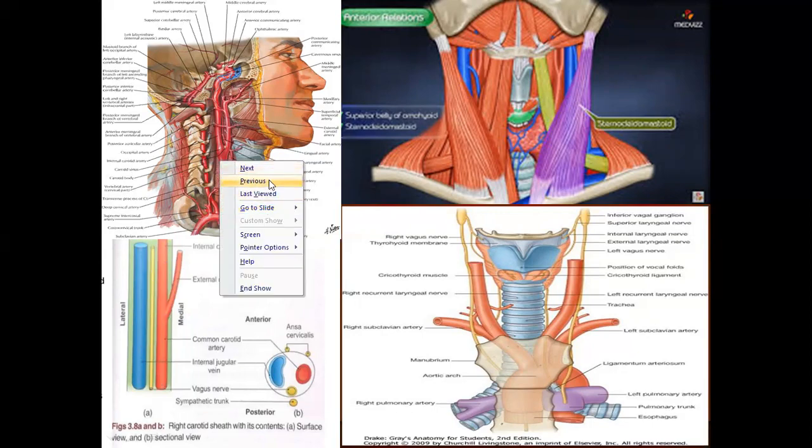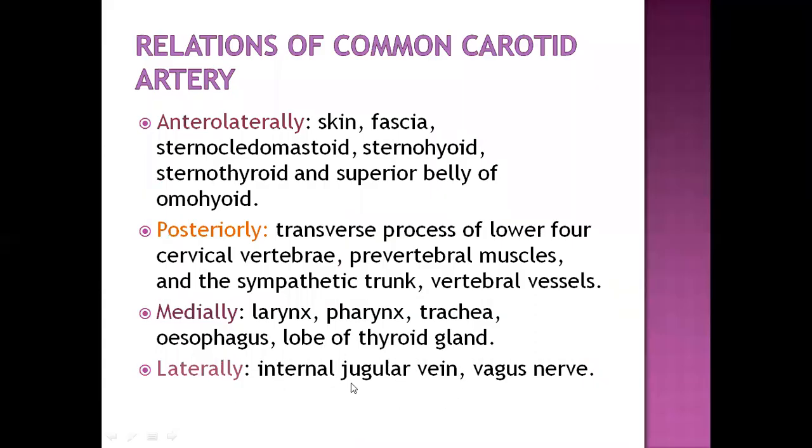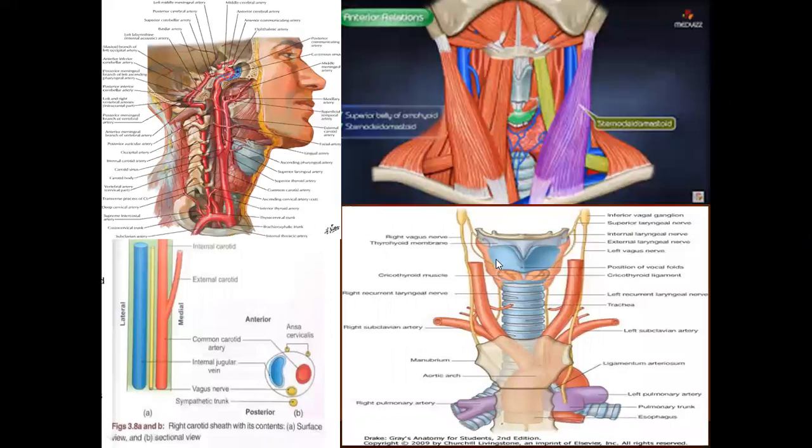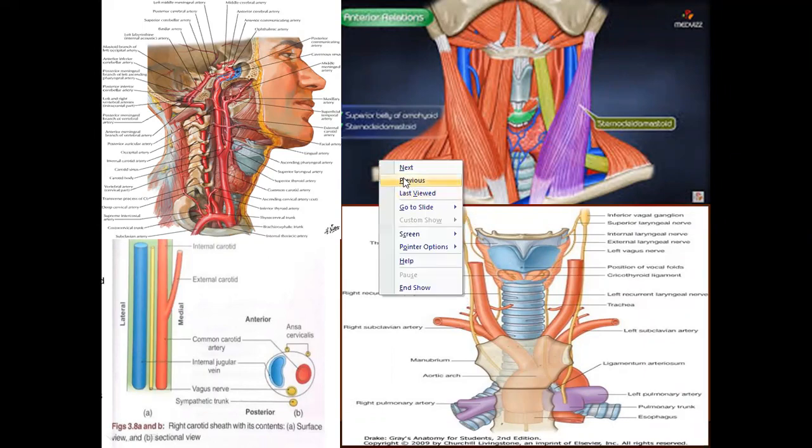Then we will go back and see the relations. Lateral relations: internal jugular vein and the vagus nerve. Medial relations: the larynx, the pharynx, the trachea, the esophagus, and the lobes of the thyroid. So this is the pharynx, this is the larynx, this is the trachea, behind the trachea is the esophagus, and these are the recurrent laryngeal nerves between the trachea and the esophagus, and these are the phrenic nerves. So these are the medial relations, these are the lateral relations, these are the posterior relations, these are the anterior relations.